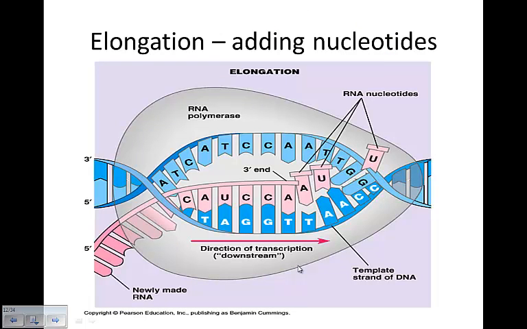Step 2 is elongation. If something is elongated, it means it's getting larger, stretching. This elongation process refers to the actual making of the messenger RNA. We're adding nucleotides, and this must be done in the 5 prime to 3 prime direction. It has to be done in that direction, so you can see the direction of the transcription.